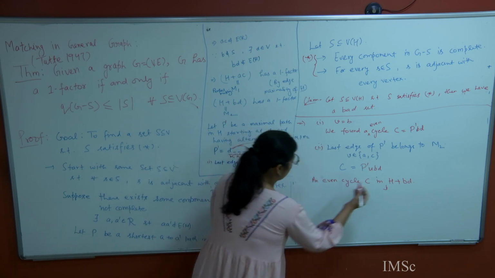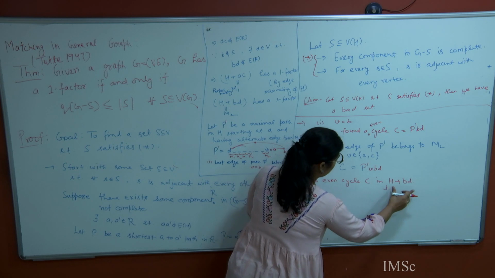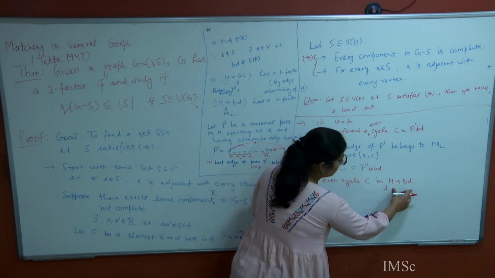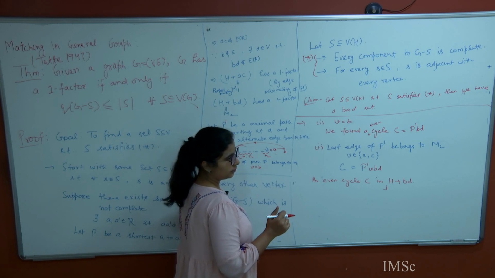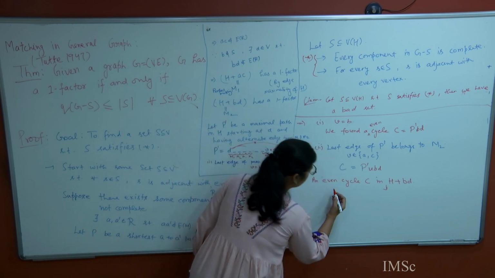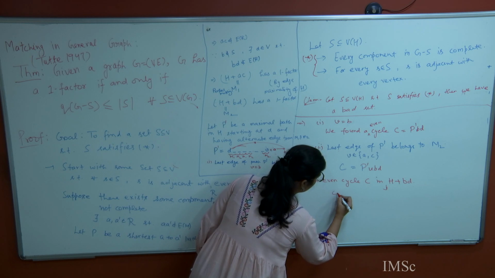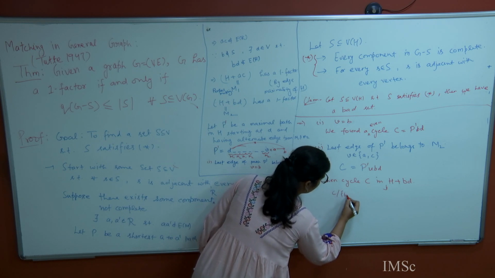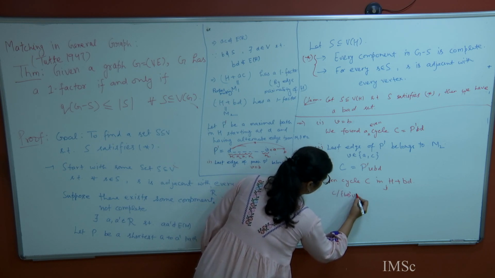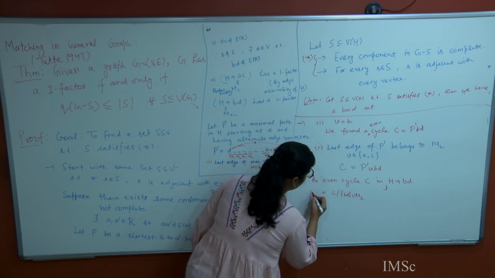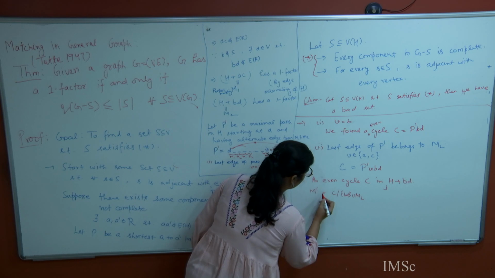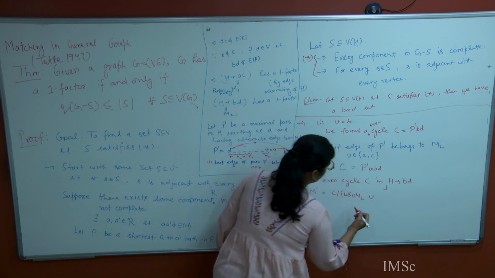So, I am saying that in this cycle C, it is an even cycle. Now the question is, without using BD, can you saturate all the vertices in the cycle? You have that even cycle, and the only extra edge is BD. So the question is, without using the BD edge, can we match every vertex in the cycle? Yes, we can, because it is an even cycle.